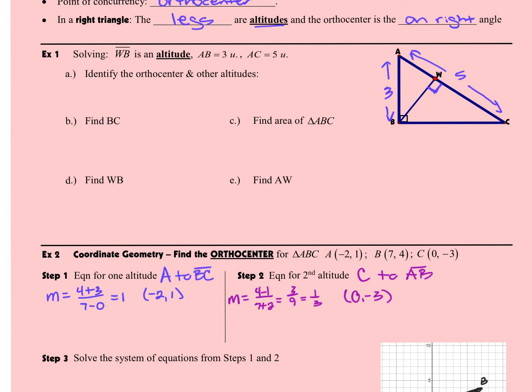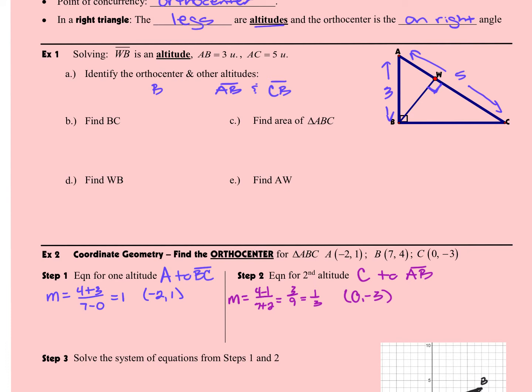So the orthocenter for this problem, since it's a right triangle, is going to be this vertex B, just that point B, and then the other altitudes will be those legs AB and CB. It's really important that you start to recognize those.